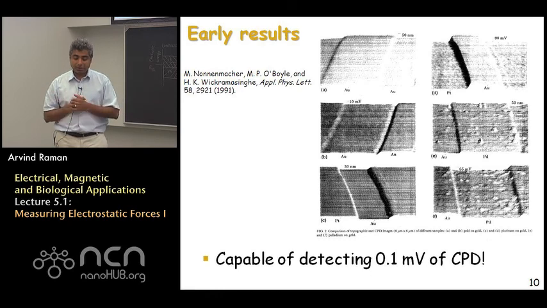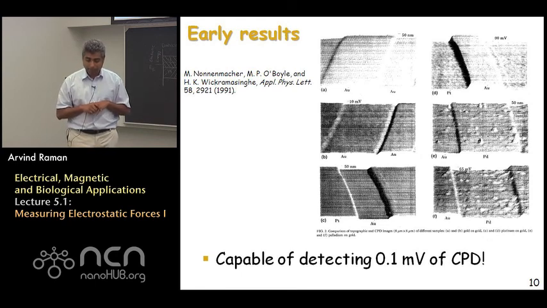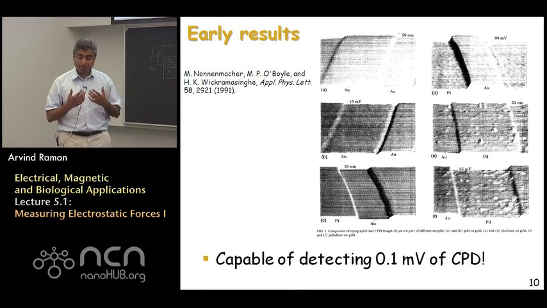But then if you go to the contact potential difference, which is shown in D, you can see a very clear contact potential difference of 90 millivolts in this case between gold and platinum. And then in E and F, the topography and the contact potential difference between palladium and gold is also shown.